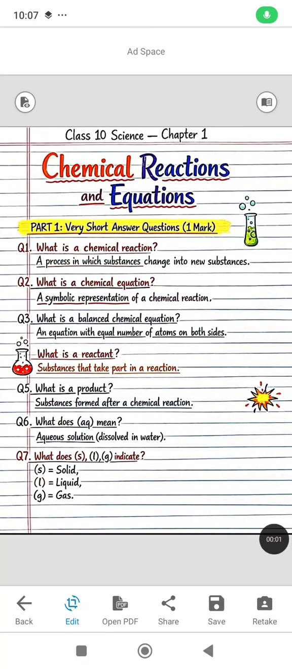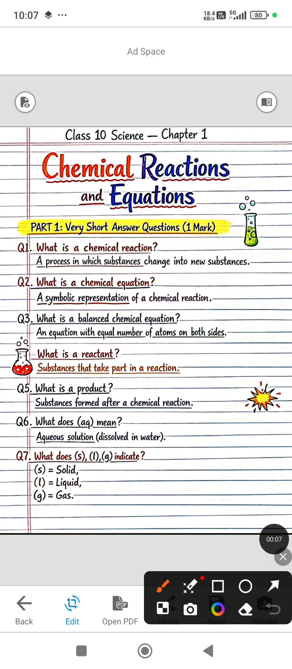Today we are doing class 10 science chapter chemical reaction and equation. So first of all we are doing very short questions which are of 3 marks. Question number 1, what is a chemical reaction? A process in which substance changes into new substance is known as chemical reaction.